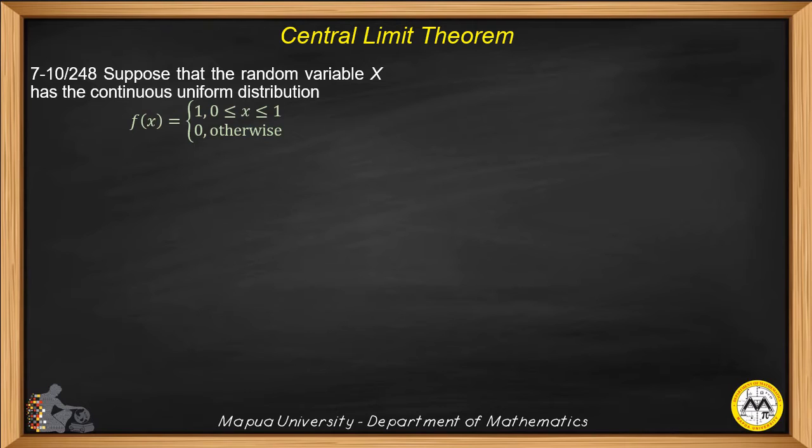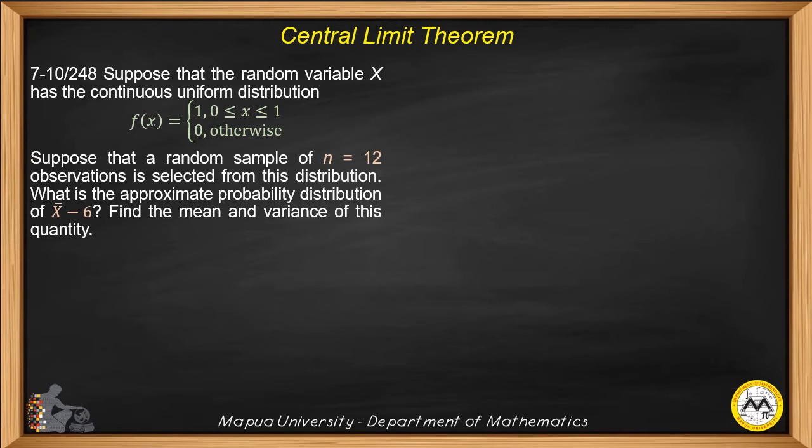Suppose that a random variable x has a continuous uniform distribution, f of x is equal to 1 for x in between 0 and 1, and 0 otherwise. Suppose that a random sample of n equals 12 is taken from this population. What is the approximate probability distribution of x bar minus 6? And find the mean and variance of this quantity.